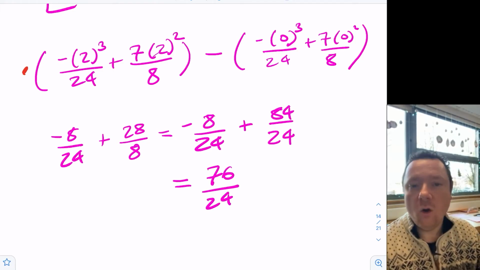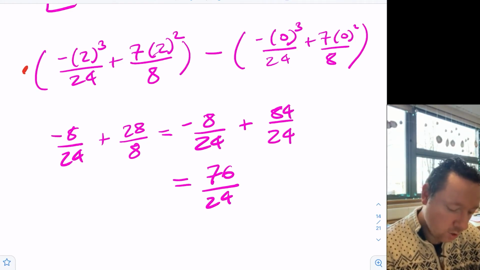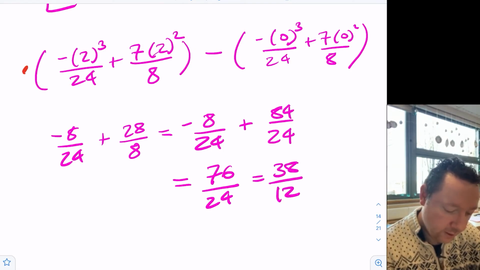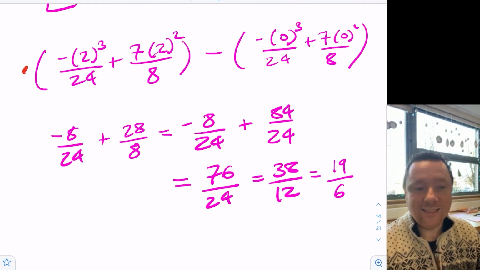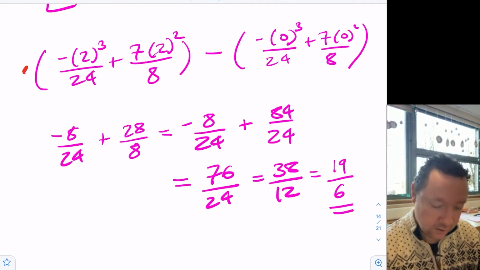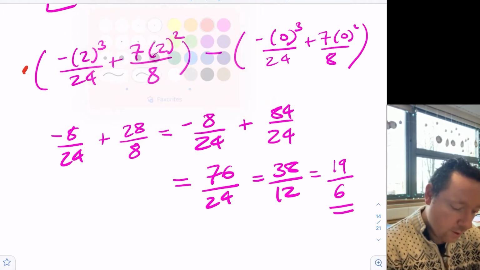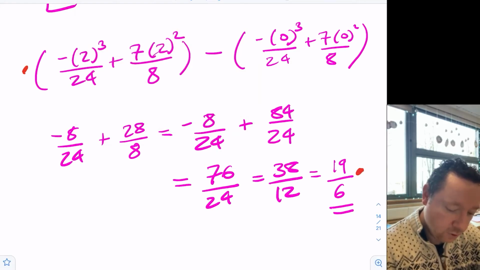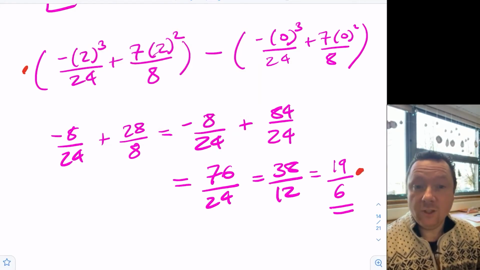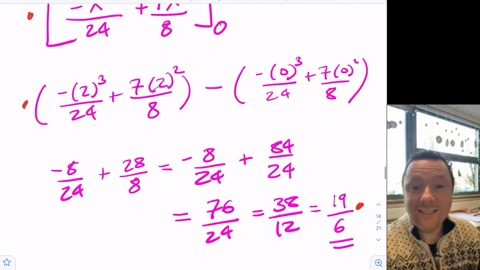Simplify that because you have to always have simplified answers. So I'll just divide through by 2 to get 38 over 12. Divide them by 2 again to get 19 over 6. And 19 is a prime number, 6 doesn't go into it. So 19 over 6 is our final answer for another mark. And feel free to do that in any way you want to get 19 over 6. But that isn't the answer.